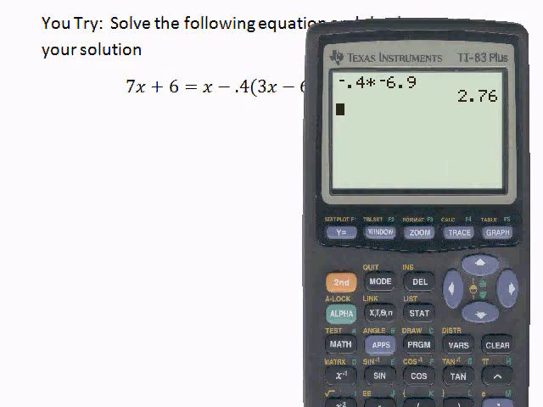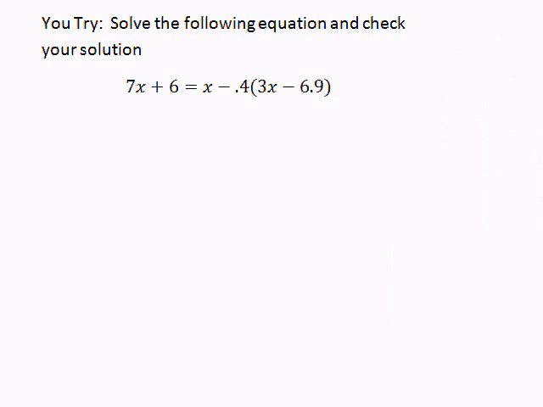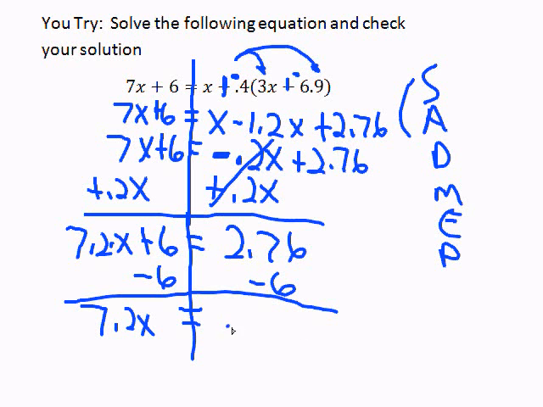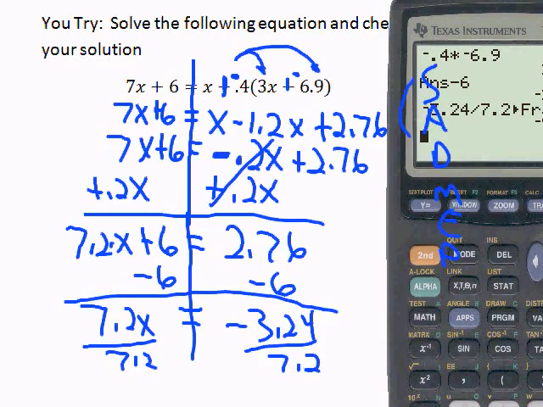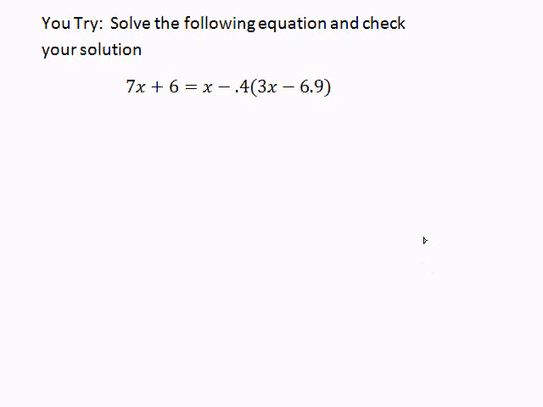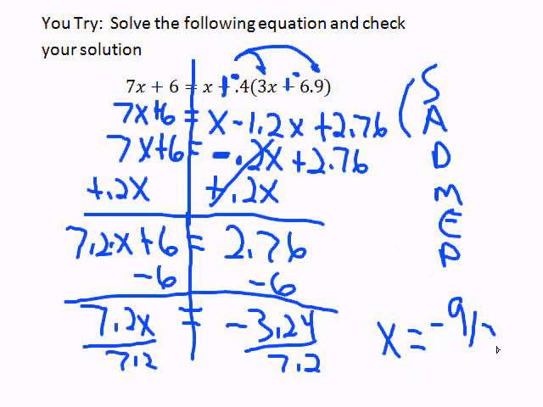We get our calculator. You could do that in your head if you wanted to. Minus 6 gives us negative 3.24. So we get negative 3.24. Divide both sides by 7.2. And we get our final answer, negative 3.24 divided by 7.2. I'm going to go ahead and type in negative 3.24 divided by 7.2. Math, enter, enter, and I get my final answer is negative 9 over 20. So negative 3.24 divided by 7.2 gives me negative 9 over 20, which is what x should be equal to. So in the end, hopefully when we check our solution, x is equal to negative 9 over 20.